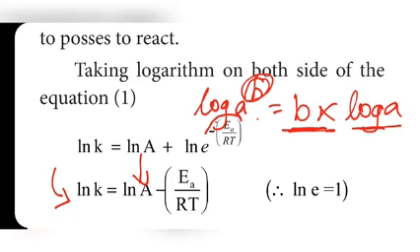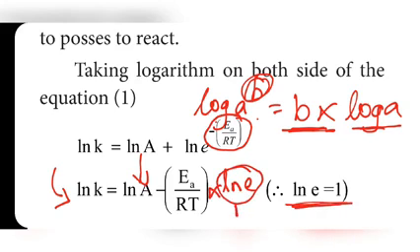Here this is the power. So you have to multiply that power into log e, that is ln e. The ln e value is equal to 1. So instead of this ln e you put 1, and you will get the same value only. So ln k is equal to ln A minus Ea by RT.